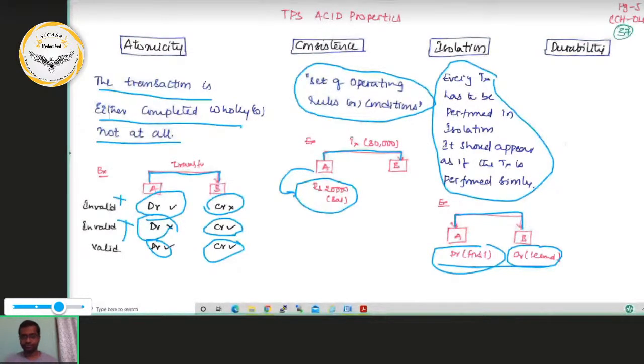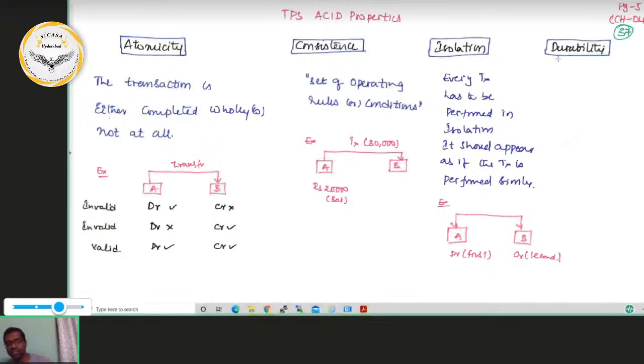So we started with TPS. We studied the definition of TPS, the stages in TPS, and the attributes in TPS. So we are done with the TPS definition, the stages in TPS, the attributes in TPS, and the TPS properties. These are the topics in TPS.